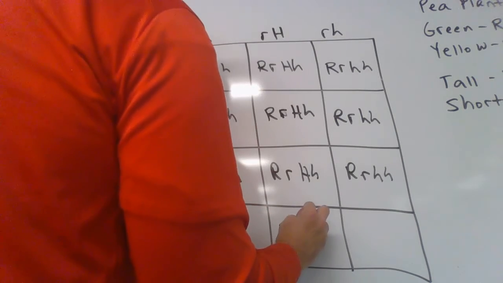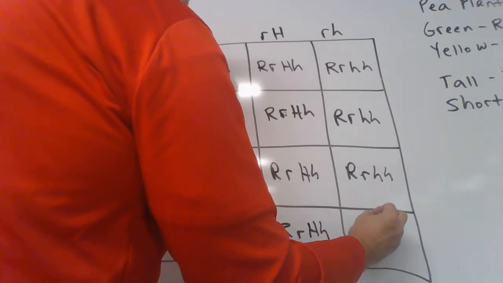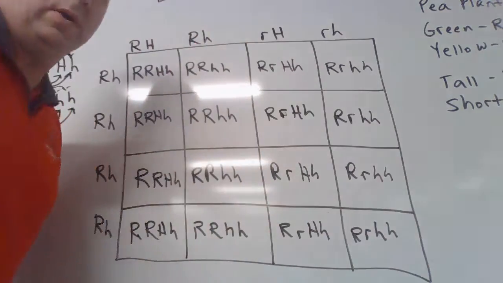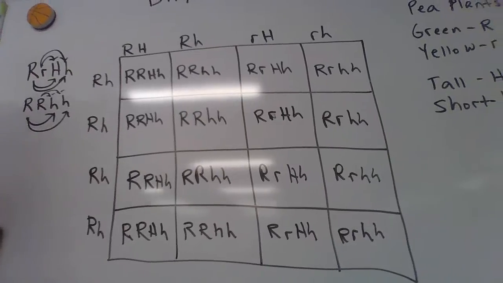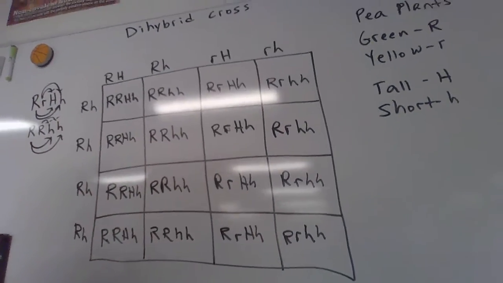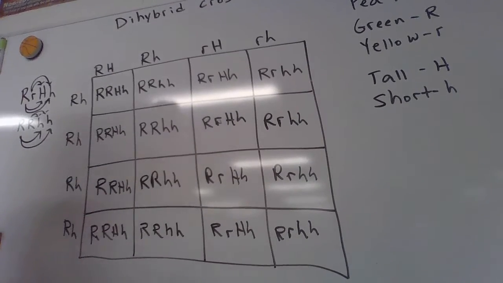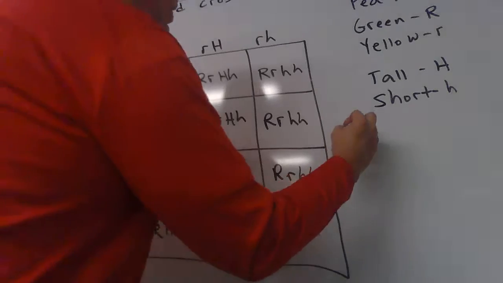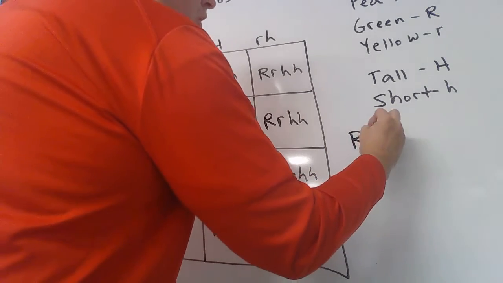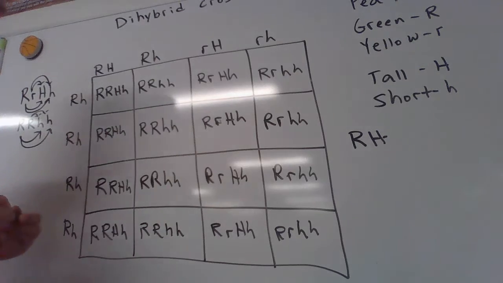Almost done. Okay, so there's what our cross looks like with all of our different possibilities. Now, let's set up a ratio over here so we can see what our phenotype ratio looks like. So what are the chances of green, tall pea plants? Out of 16, what do we have? I'm going to do this in a different color.